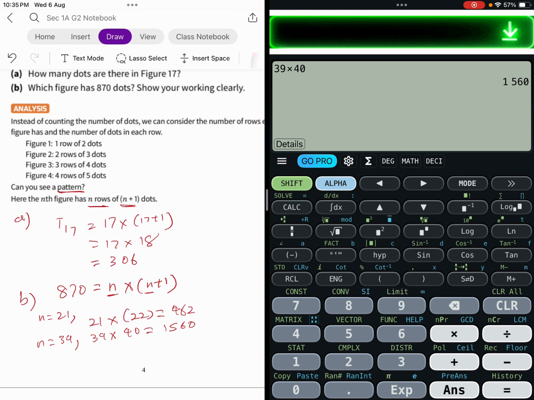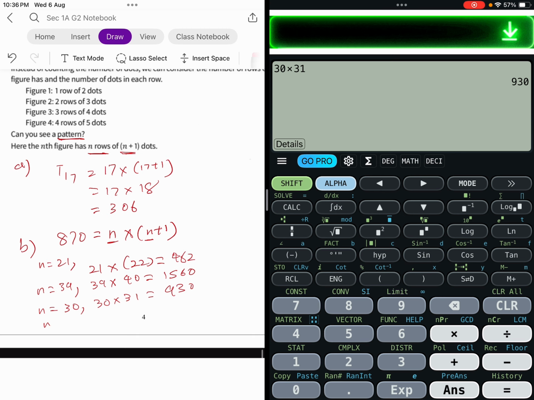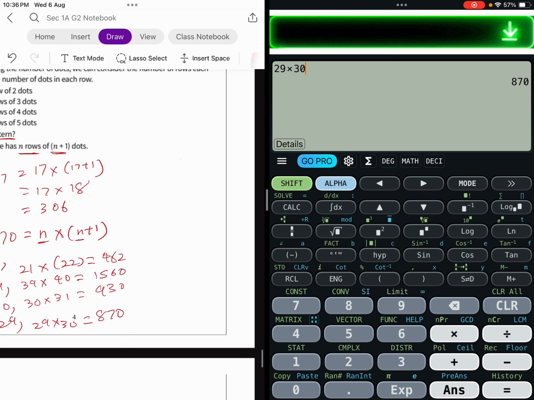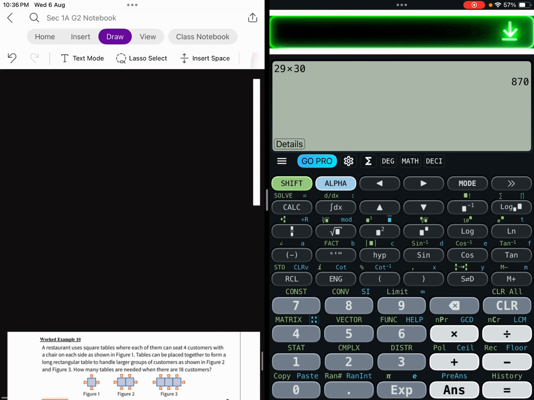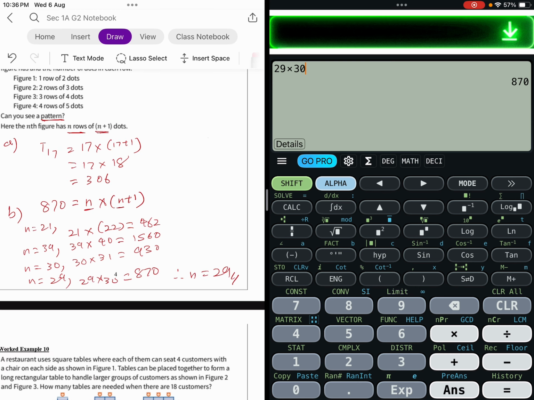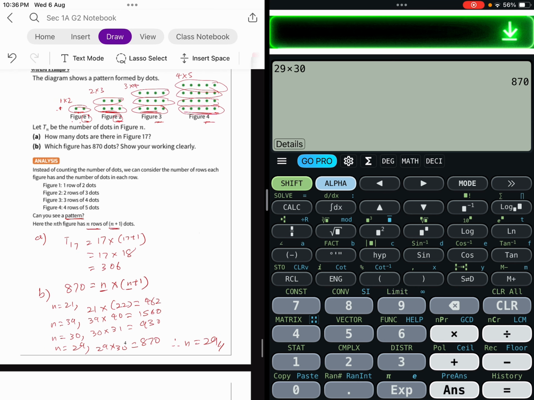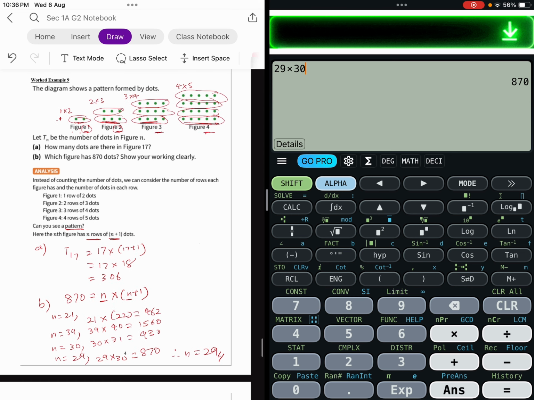So let's find somewhere in the middle. Let's say n equals 30. We get 930. So we are close. So let's try n equals 29. So 29 times 30, we get 870. So from here, we know our n equals 29. But don't worry about questions like this. They don't come up for N level, because I don't know why the textbook publisher put in such a difficult question.